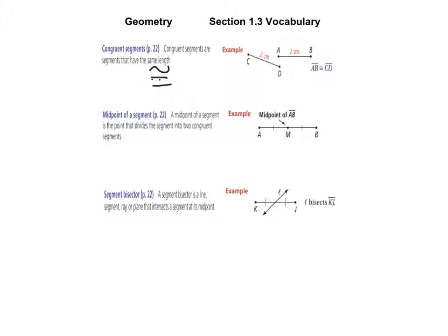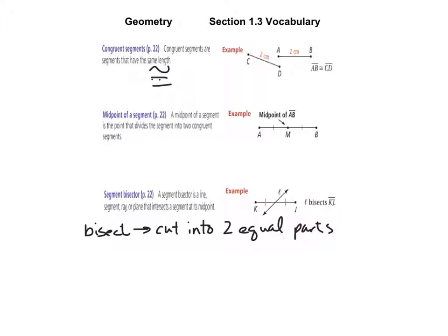That's the midpoint. A segment bisector. When you bisect something, and again, this is something you might want to write down in your vocabulary as well, when you bisect something, you cut something into two equal parts. That's what bisect means. A segment bisector is a line that cuts a line into two equal parts. So a segment bisector is a line, segment, or ray, or it could be a plane for that matter, that intersects a segment at its midpoint.